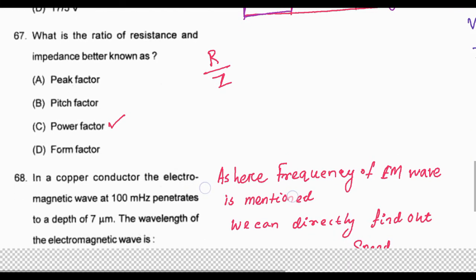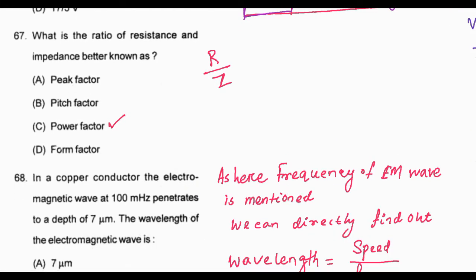Next, question number 67. What is the ratio of resistance and impedance better known as? The ratio of resistance and impedance is better known as the power factor.